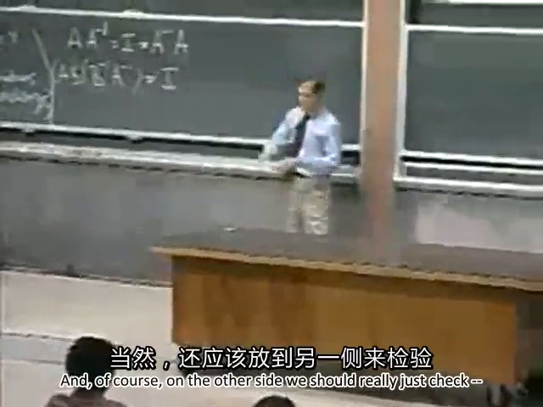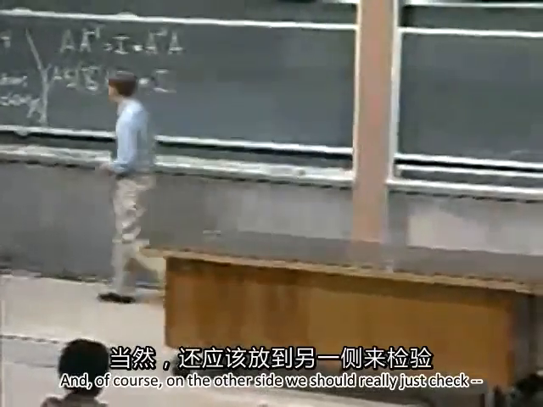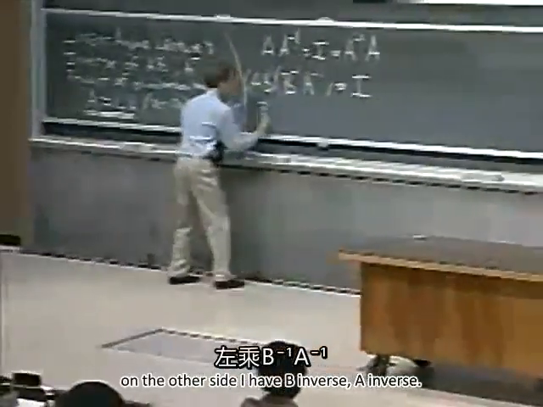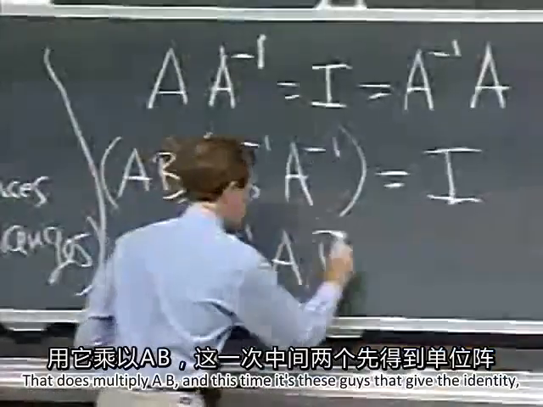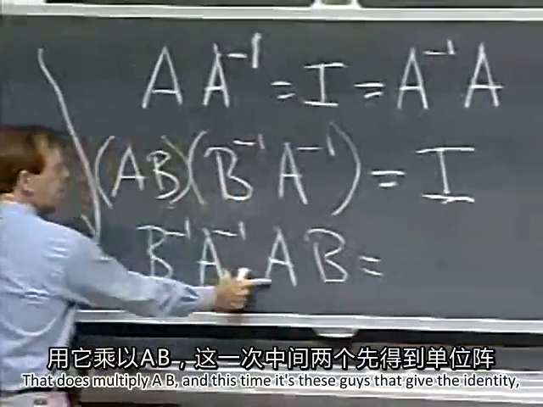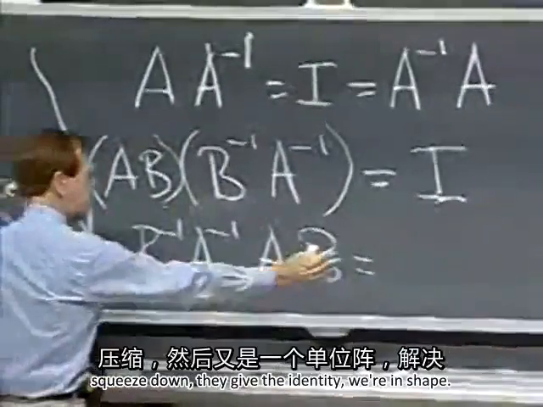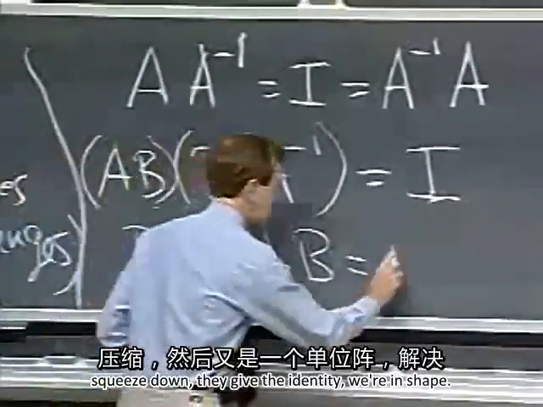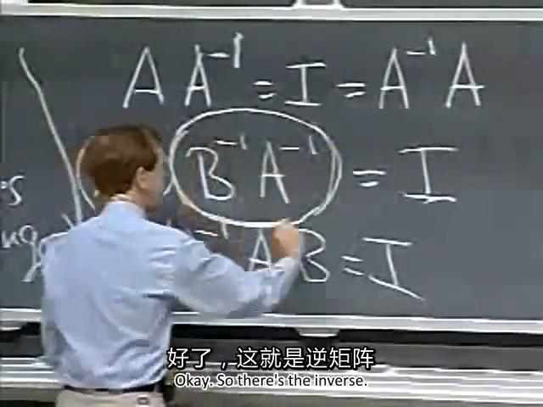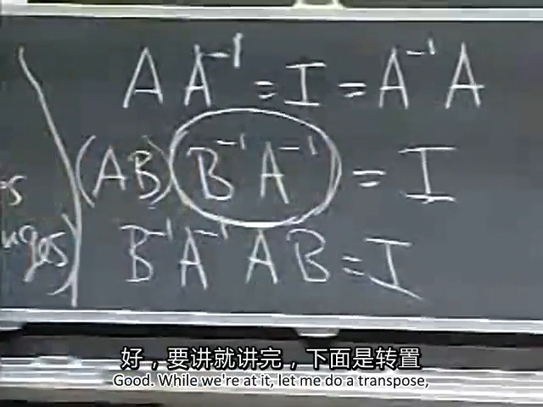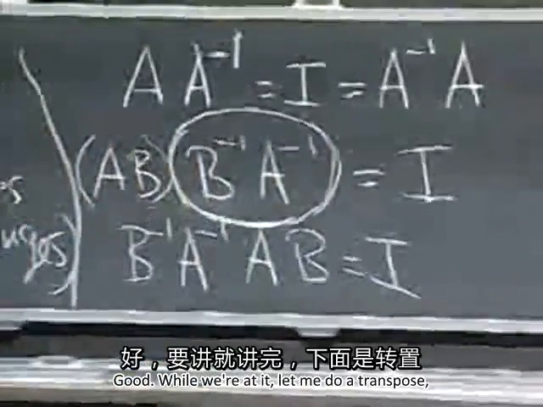And of course, on the other side, we should really just check on the other side. I have B inverse, A inverse. That does multiply AB, and this time it's these guys that give the identity. Squeeze down, they give the identity. We're in sync. Okay, so there's the inverse. Good. While we're at it, let me do A transpose.